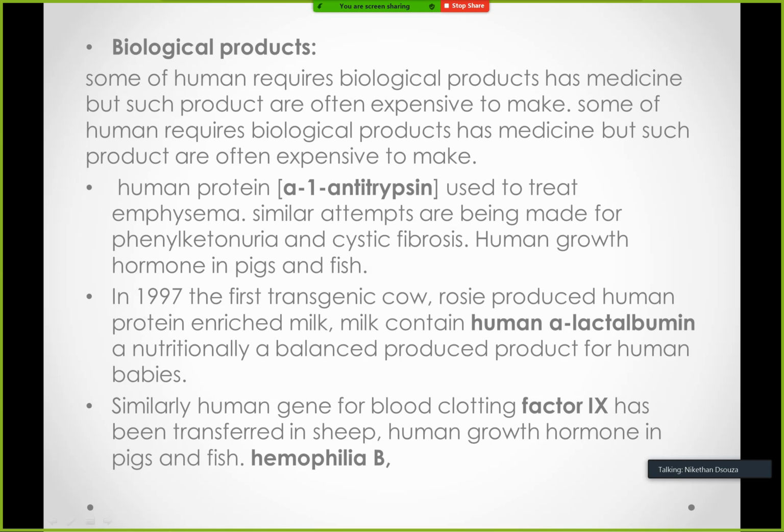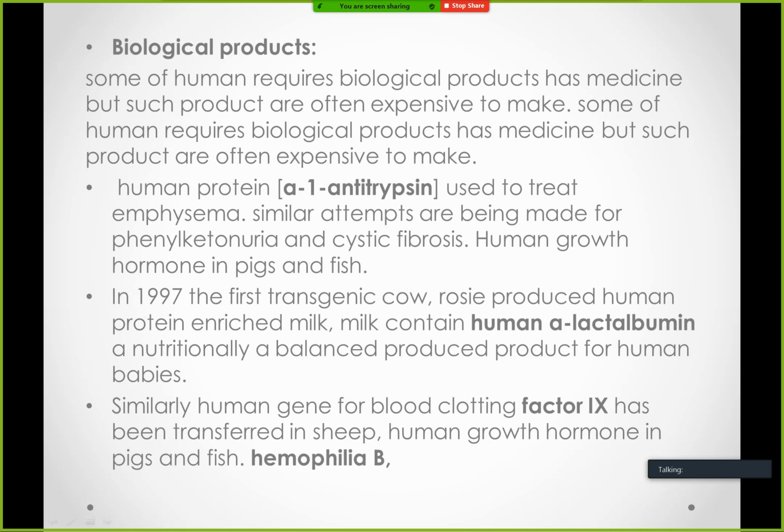Next, in 1997 came the first transgenic cow, which we call Rosie, which produces human alpha-lactalbumin. Lactalbumin is given to small babies who don't have lactation from the mother. It is extracted directly from the cow's milk, and it can be given to newborn babies.